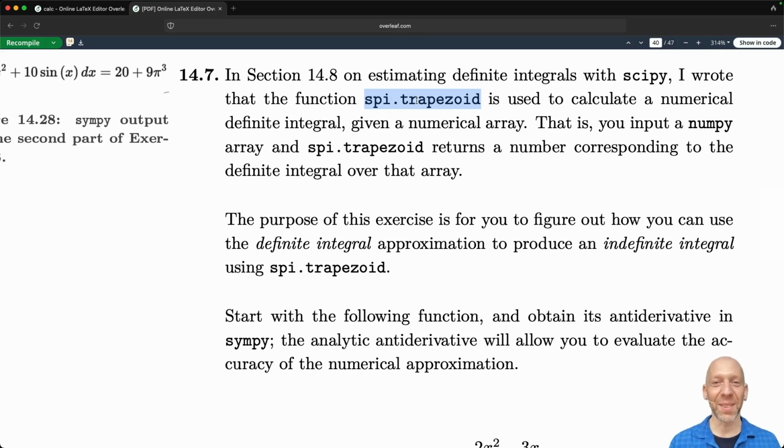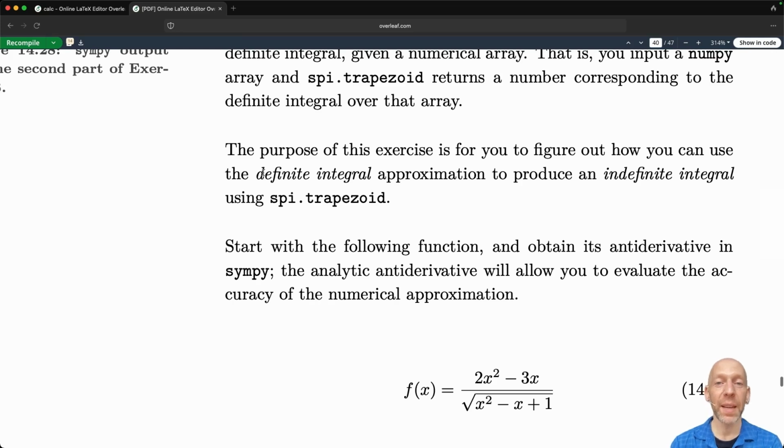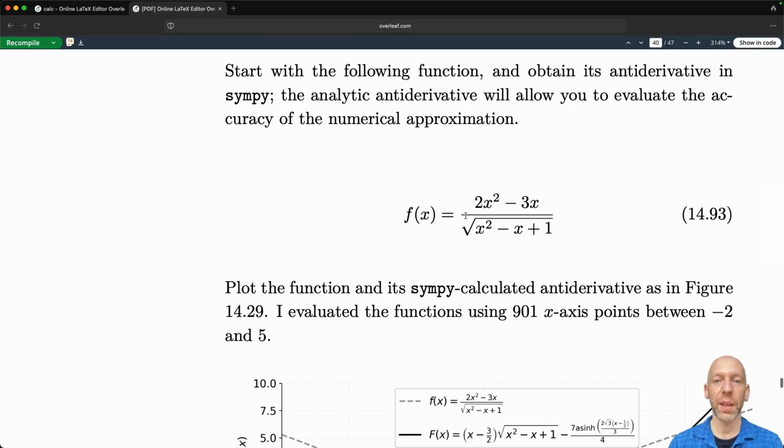So how do we do that? Well, that is for you to find out, or you keep watching and you see my solution. So you want to figure out how you can use a definite integral approximation to produce an indefinite integral approximation. You can start from this function here.